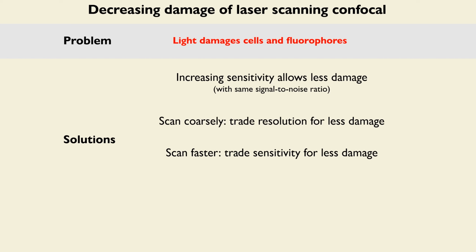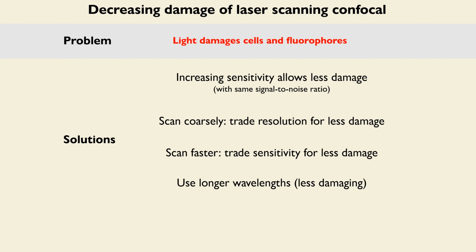We can also scan coarsely. We can trade resolution for less damage. So we don't go to as many locations, and this allows us to not damage the sample as much. We'll see this in a little bit more detail later. We can also scan faster. So if we don't spend as much time on each pixel, we will trade sensitivity for less damage. So we won't collect as many photons. We'll have a noisier image, but we will damage our sample less.